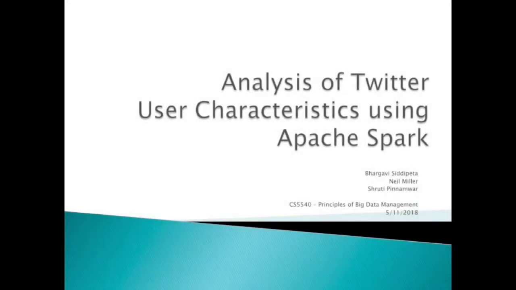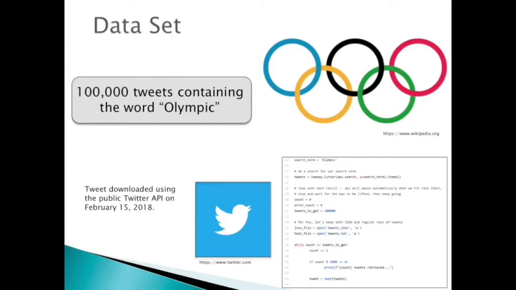Okay, we're going to tell you about our project to do some big data analysis of Twitter user characteristics using Apache Spark. The dataset we used for this project was 100,000 tweets containing the word Olympic. These were downloaded while the Winter Olympics were going on, February 15th, 2018, using the public Twitter API. We wrote a Python script adapted from an open source example and used it to download 100,000 tweets.